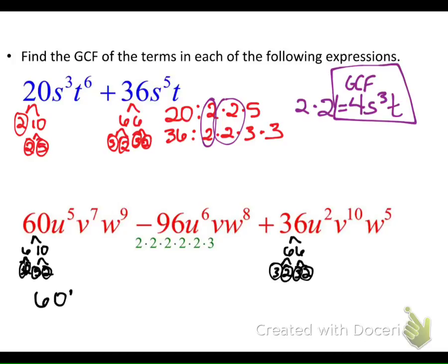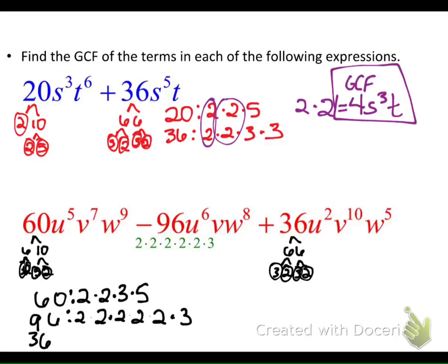So 60 is 2 times 2 times 3 times 5. We have 96 as 2 times 2 times 2 times 2 times 2 times 3. We gotta do that, because that's part of your work that you got to show. And then 36 is 2 times 2 times 3 times 3.